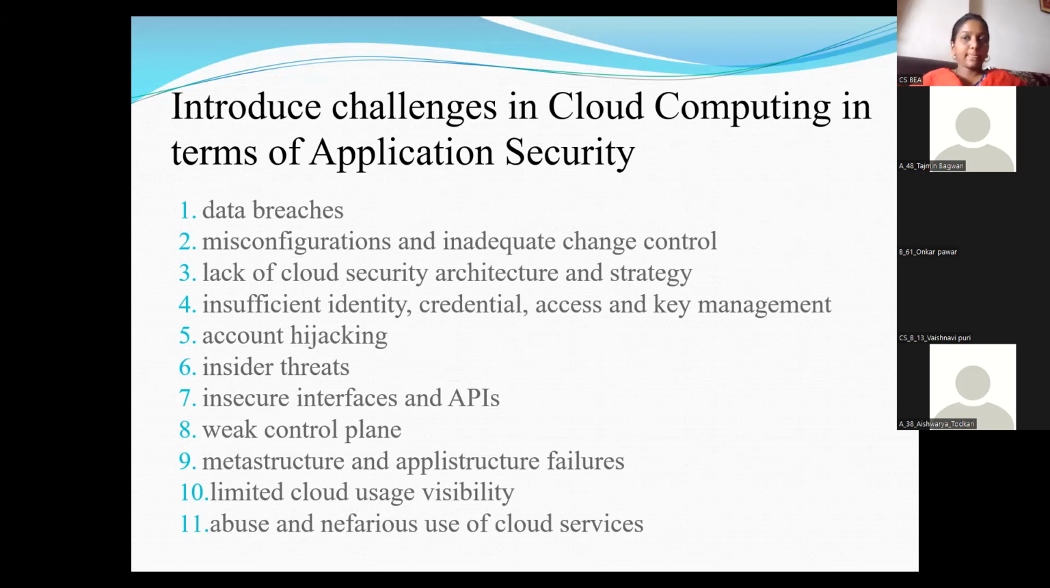Next is metastructure and applistructure failures. So the metastructure, as defined by the CSA, is the protocol and mechanism that provides the interface between the infrastructure layer and the other layers. In other words, we can say it is the glue that ties the technologies and enables the management and configuration. It is also known as the waterline. The metastructure is the line of demarcation between the CSPs and the customers.